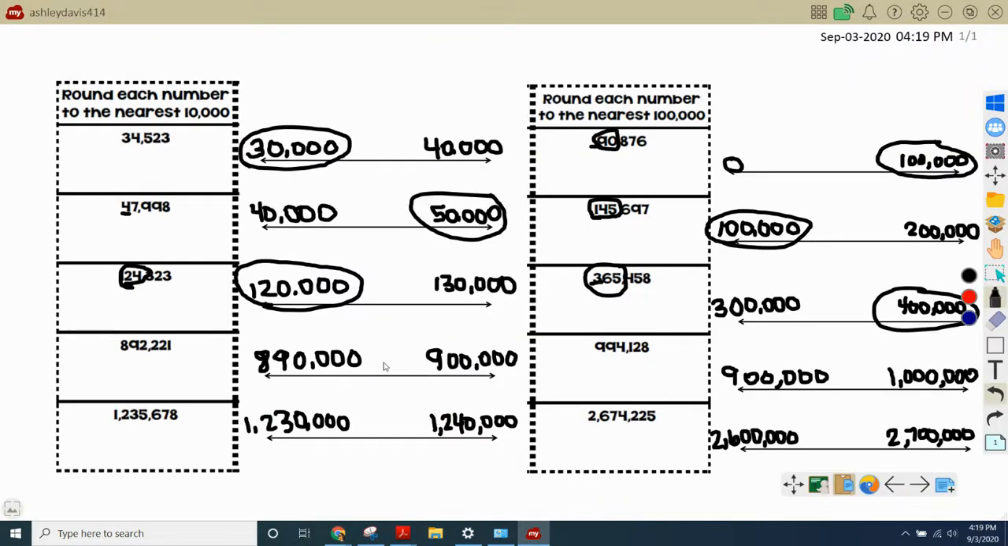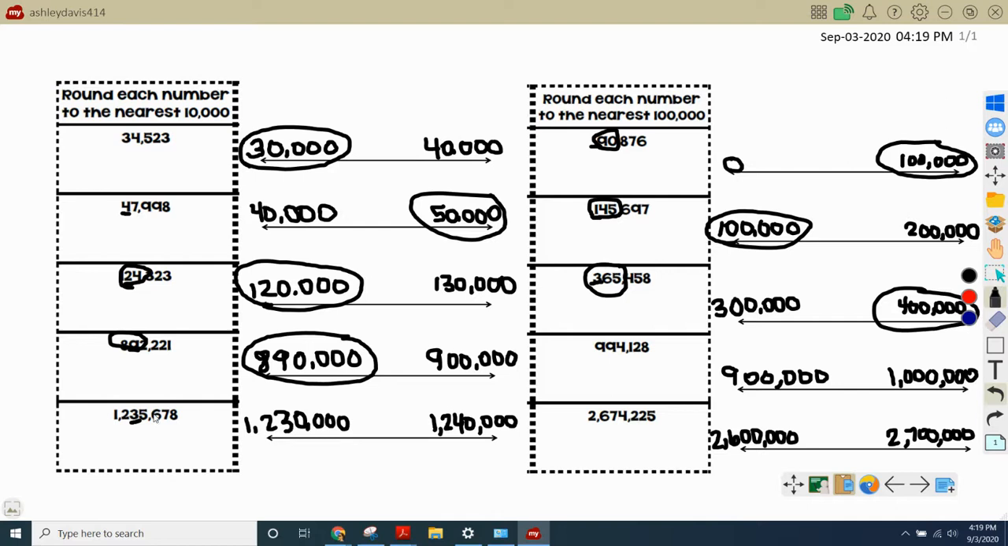Okay, so welcome back. For this one, we were rounding to the nearest 10,000. I have on my number line, this is my 10,000s place, so that's 890,000. If I were to count 10,000 more on the number line, it would be 900,000. So then I think, is 892 closer to 890 or 900? Well, it's closer to 890.